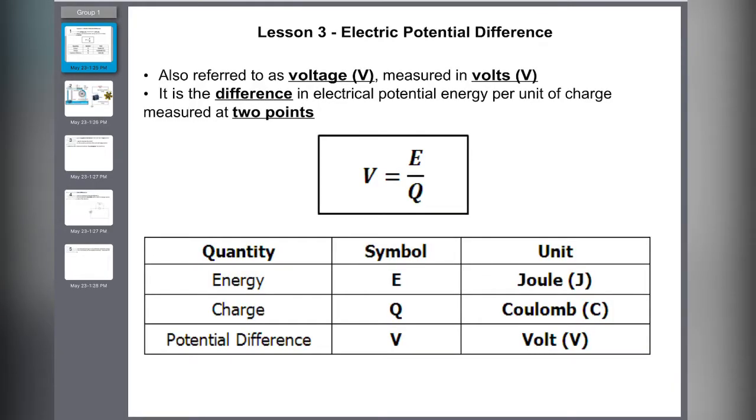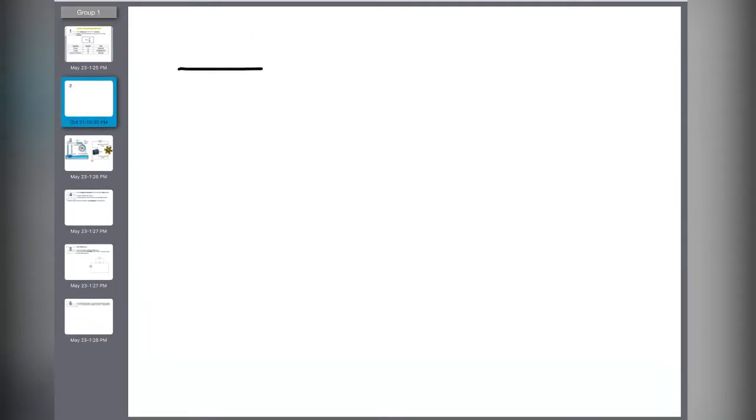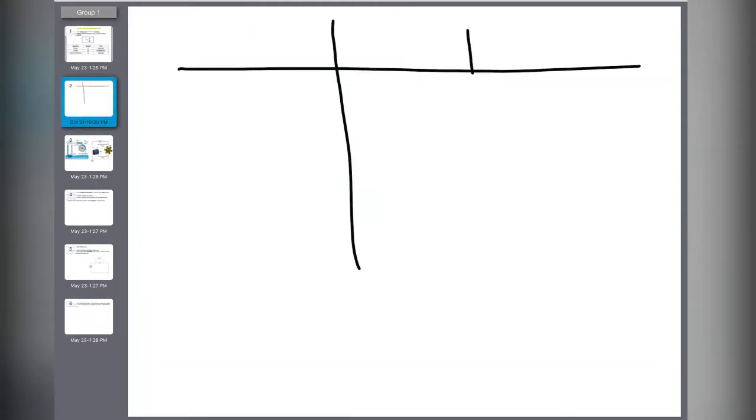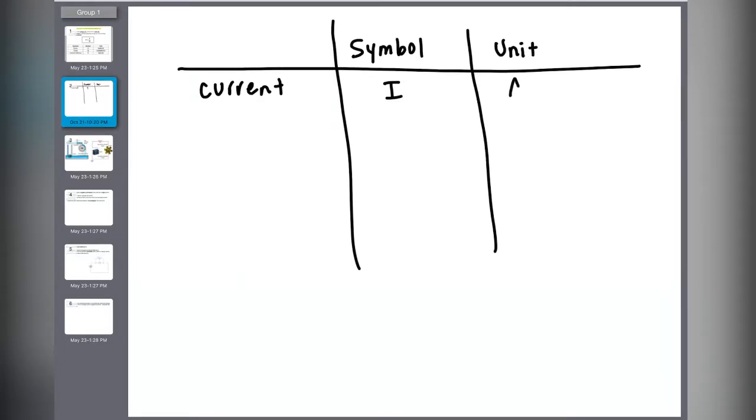So electric potential energy is lesson 3. Recall, you should have had a chart completed that has current. So we're going to quickly review. We have current, that's measured with a symbol of I, measured with a unit of A.